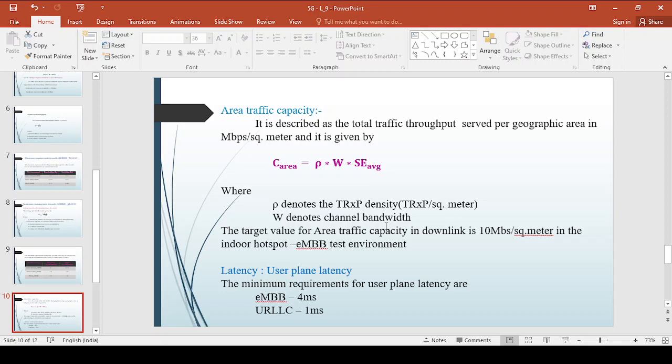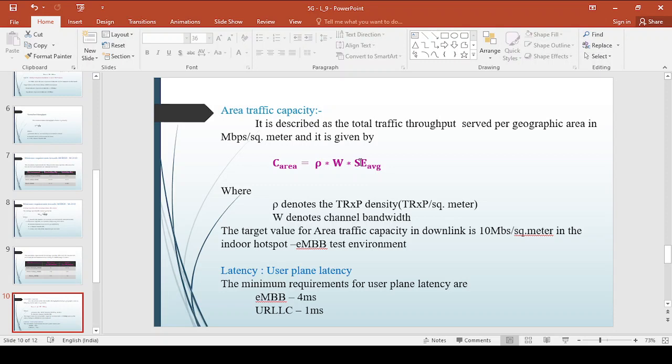W denotes, as you already know, the channel bandwidth. SE average is nothing but the average spectral efficiency, and again that is given by summation i equals 1 to n of xi divided by t into w into m. Already we have seen this in the previous slide.